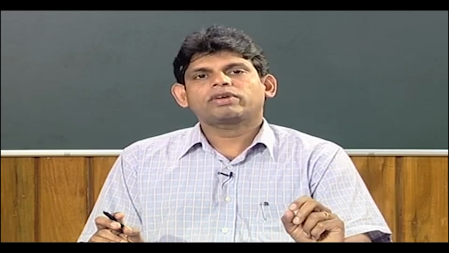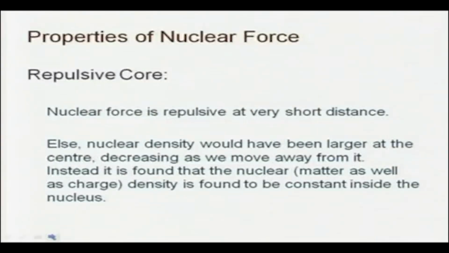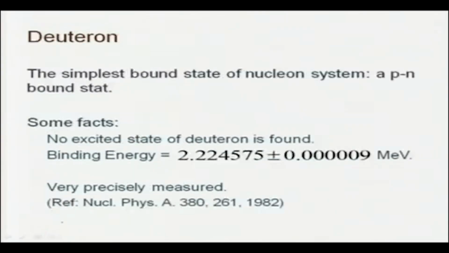Experimentally, we have found a constant matter and charge density for the nucleus. This actually tells us that as the nucleons come too close to each other, they do not allow each other to come any nearer. This is a kind of repulsive nature of the strong interaction at very small length scales. So, this prevents the collapse of the nucleus, and the nucleons smashing into each other.